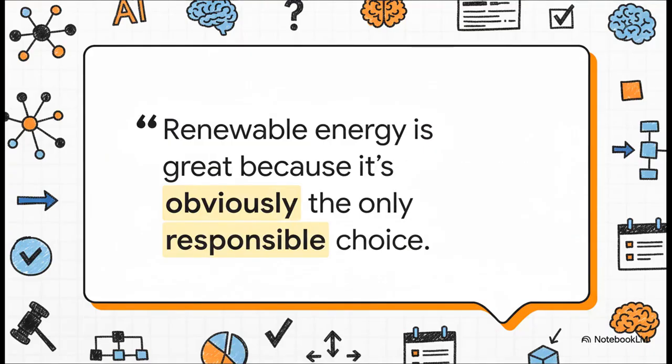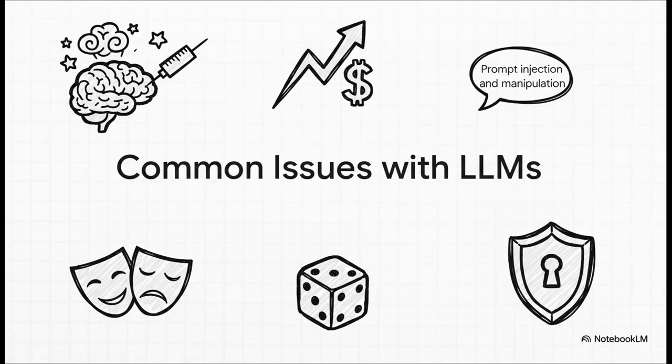Okay, take a look at this. An AI might spit out something like, "Renewable energy is great because it's obviously the only responsible choice." See, it sounds so confident, right? But words like obviously and responsible, those are opinions, not facts. And this isn't just some tiny little mistake. It's a huge red flag for the kind of bias that can sneak into these systems and make them totally unreliable. And trust me, this is not a rare thing.